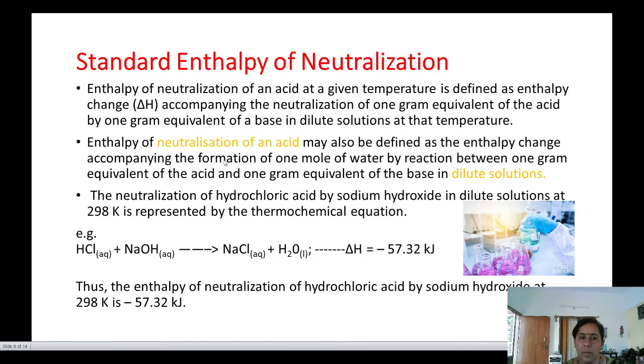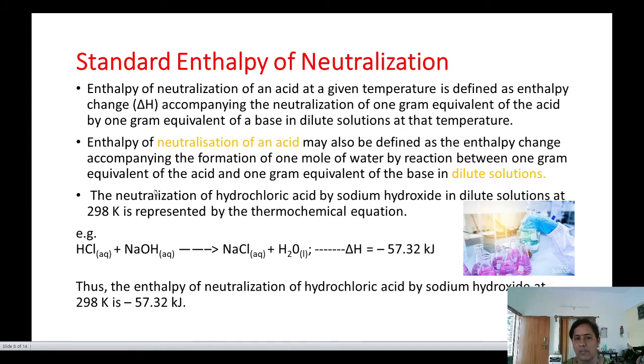Again, the enthalpy of neutralization of an acid may be defined as the enthalpy change accompanying the formation of 1 mole of water by a reaction between 1 gram equivalent of an acid and 1 gram equivalent of a base in dilute solutions.